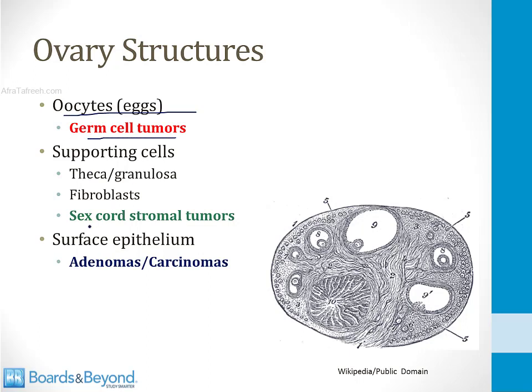In another video, I talk about sex cord stromal tumors, which derive from the supporting cells of the ovary. And then I have another video where I talk about surface epithelial tumors, which are called adenomas and carcinomas.